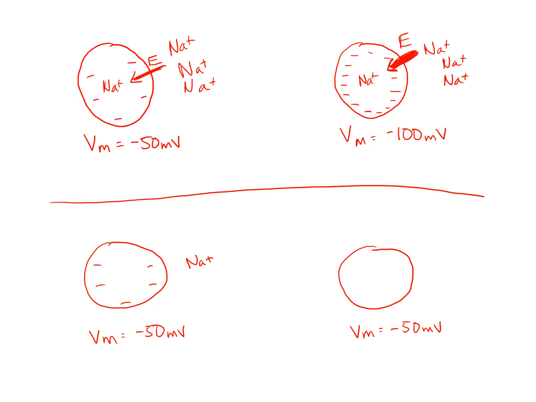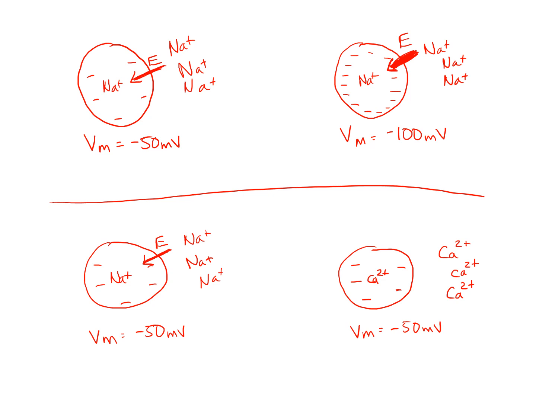The next example is that we can change the size of the electrical driving force depending on the size of the charge on the ion. If we have our sodium here, just like above, it wants to come into the cell with those negative charges. We have the same minus 50 millivolt membrane potential in the cell, but what if we change the ion and use calcium, which has a charge of 2 positives instead of 1 positive charge?